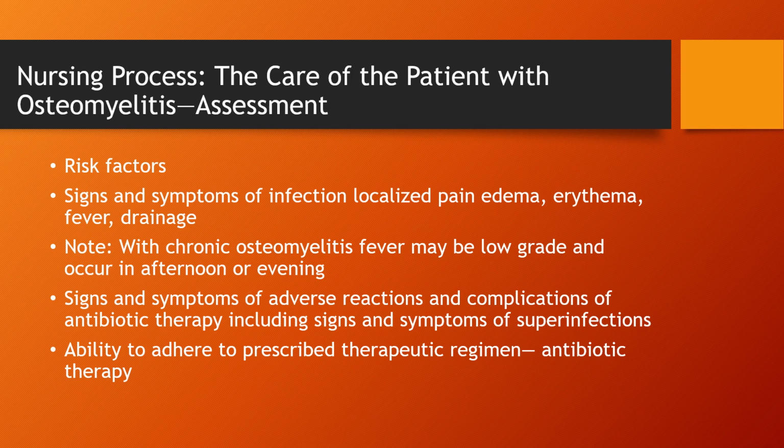So again, assessing the patient for risk factors, observing for their signs and symptoms of infection, which would be localized pain, they can have swelling, fever, drainage, elevated white count. With chronic osteomyelitis, fever may be low grade and occur in the afternoon or evening. Signs and symptoms of adverse reactions and complications of antibiotic therapy, and even superinfections may occur. So you have to really also assess their ability to adhere to the prescribed therapeutic regimen. If 3 months of antibiotic therapy, they need to maintain that for the whole time.